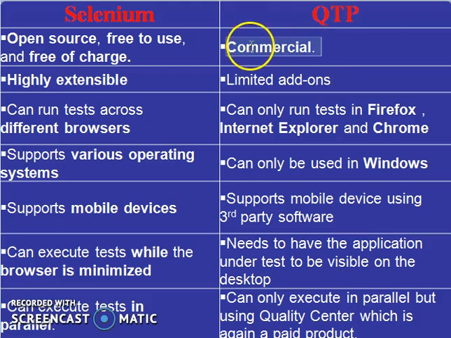If you want to use it, you have to pay. Some large companies, like some financial sectors or some MNC companies, use this QTP tool to maintain the confidentiality of their customers' data. And some small private companies go for Selenium as it is open source and free of charge. So the next difference is that it is highly extensible.